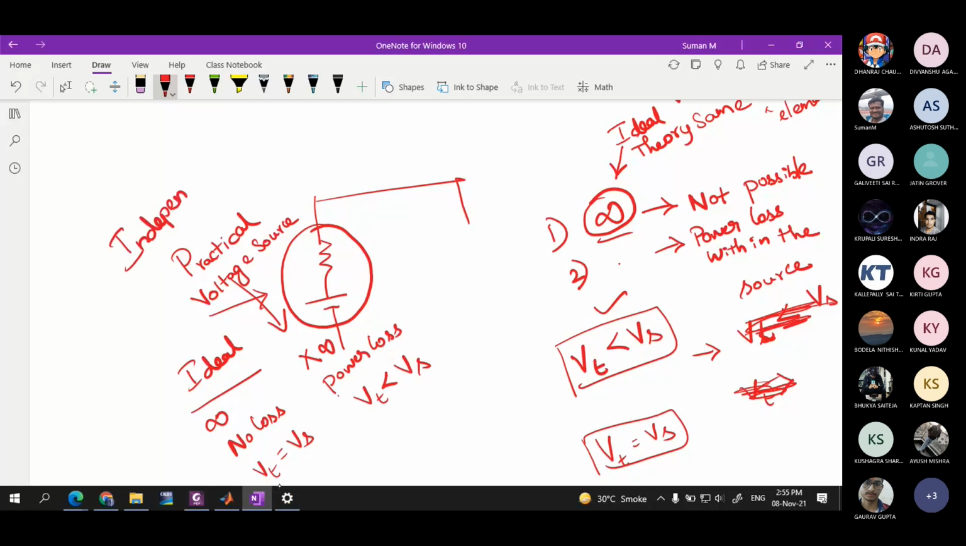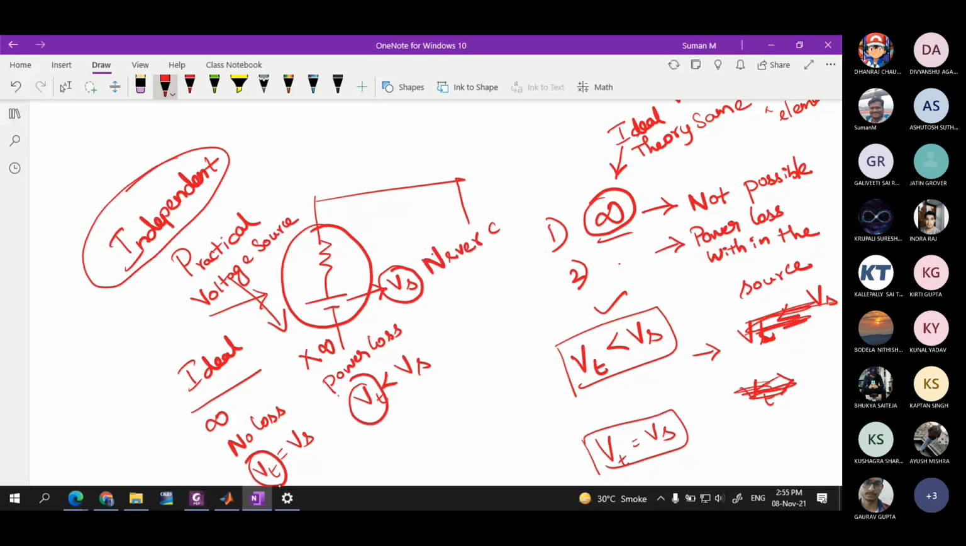Okay, now we will define what is independent. Even though the terminal voltage changes, you can see that the voltage that we are representing for the source is not at all changing. This source voltage will never change for an independent voltage source. This voltage Vs does not depend on any other parameter in the circuit.